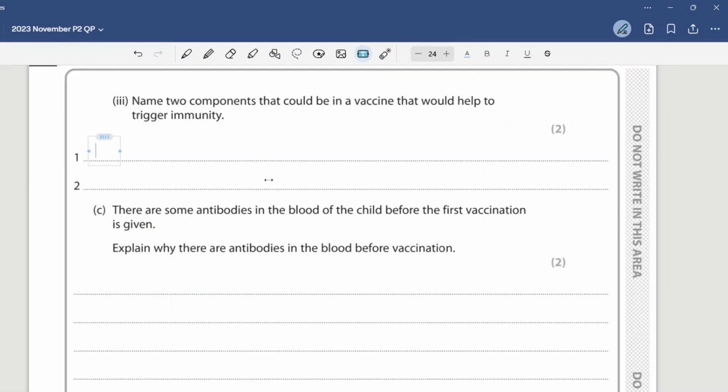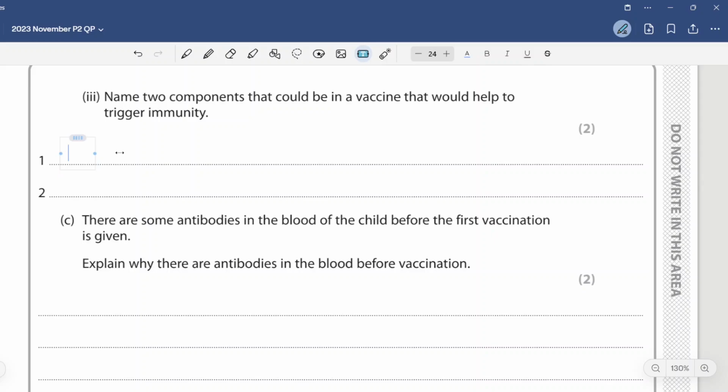All right, the next part, name 2 components that could be in a vaccine that would help to trigger immunity. So like I said earlier, it has to have something with the antigen to trigger the immune response. So it can be a weakened pathogen or a dead pathogen, or you could also use toxins as well. So that's indicative of that pathogen being there in that person's body. They even accept antigens as a part of the marking scheme.